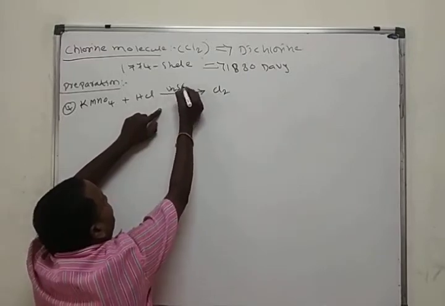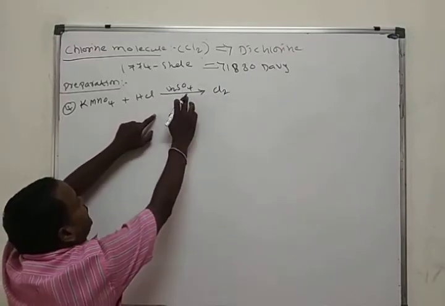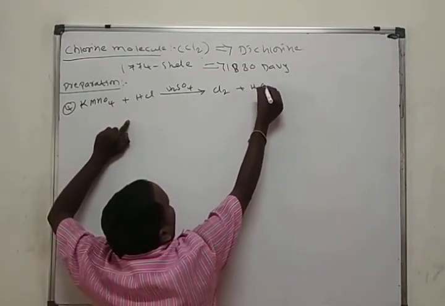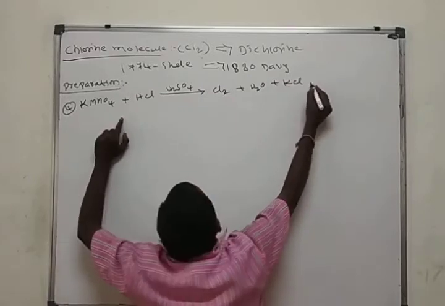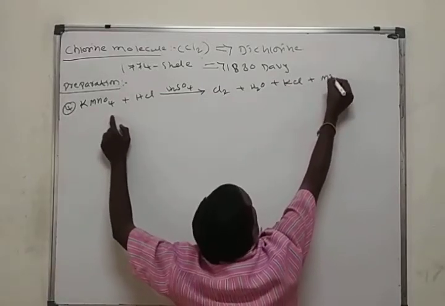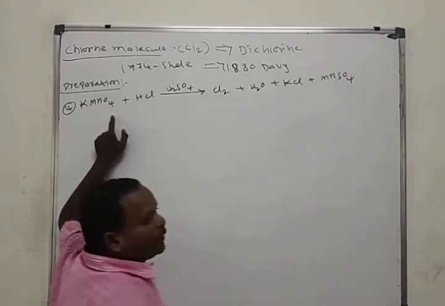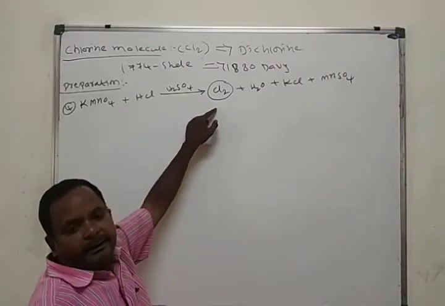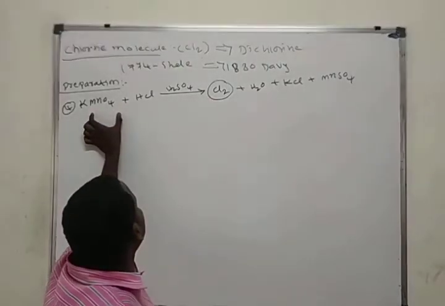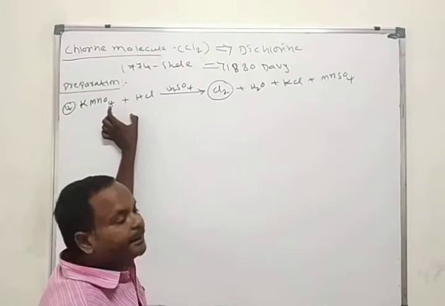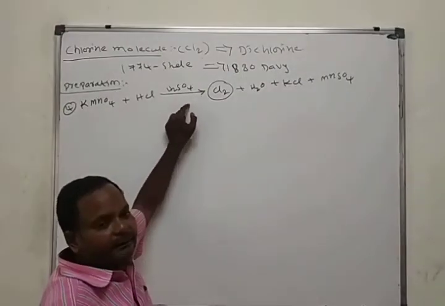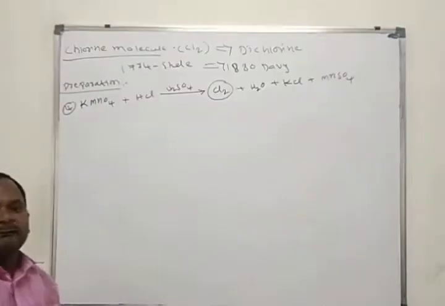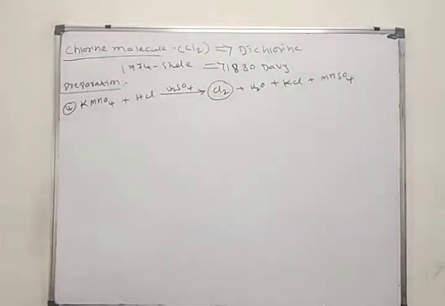in the presence of concentrated sulfuric acid. Here we get water, potassium chloride, and manganese sulfate. Dichlorine was prepared by the reaction between potassium permanganate and hydrochloric acid in the presence of concentrated sulfuric acid. This is one more method for the preparation of dichlorine.